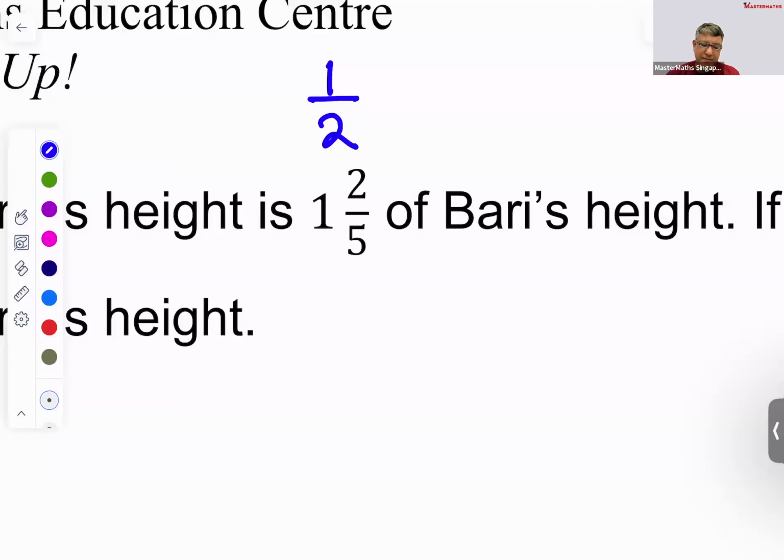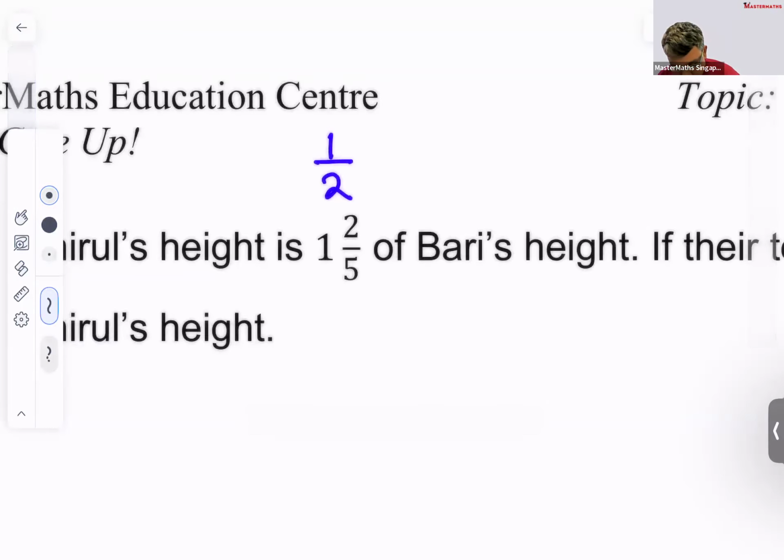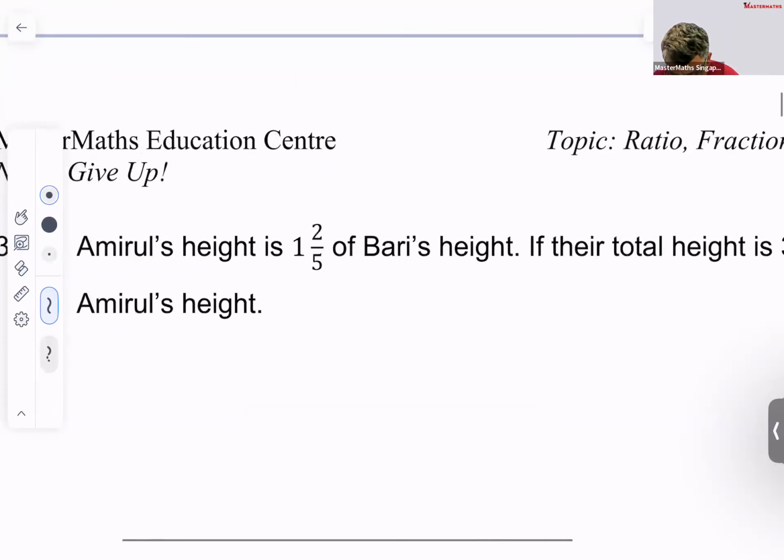If I say Amirul's height is half of Bari's height, Amirul is shorter, right? Bari is like that, Amirul is half of Bari's height. Can you see that? But if Amirul is 1 2/5 of Bari's height, that means Amirul must be taller because this fraction is more than 1. More than 1, taller. Less than 1, shorter. Okay. So Amirul is 1 and 2/5. Bari is 1.